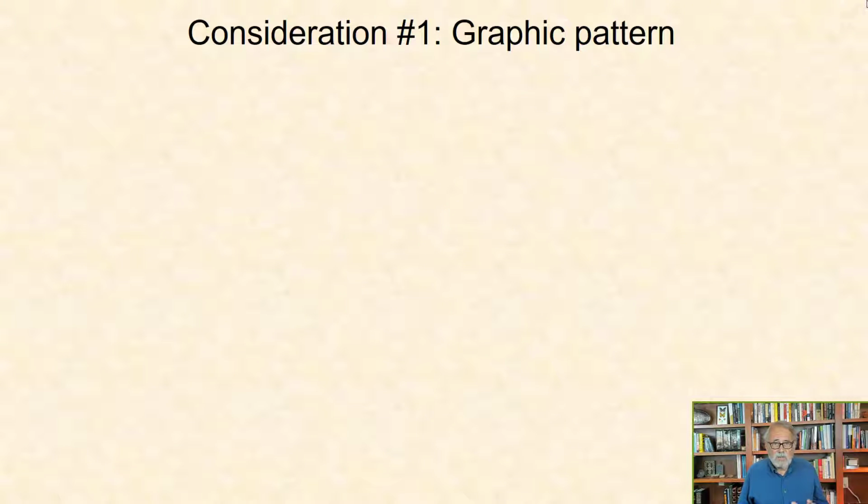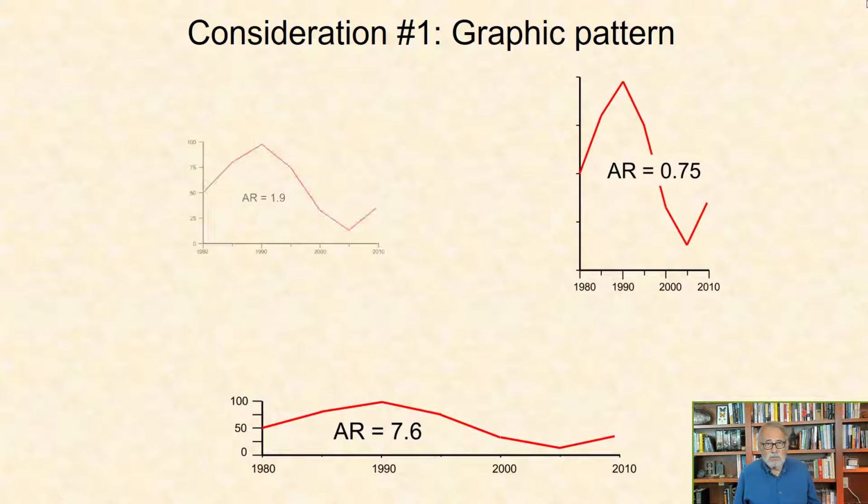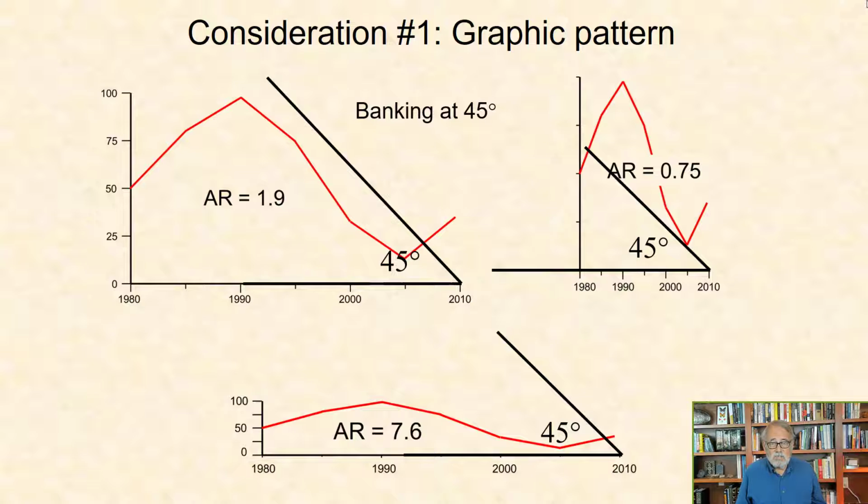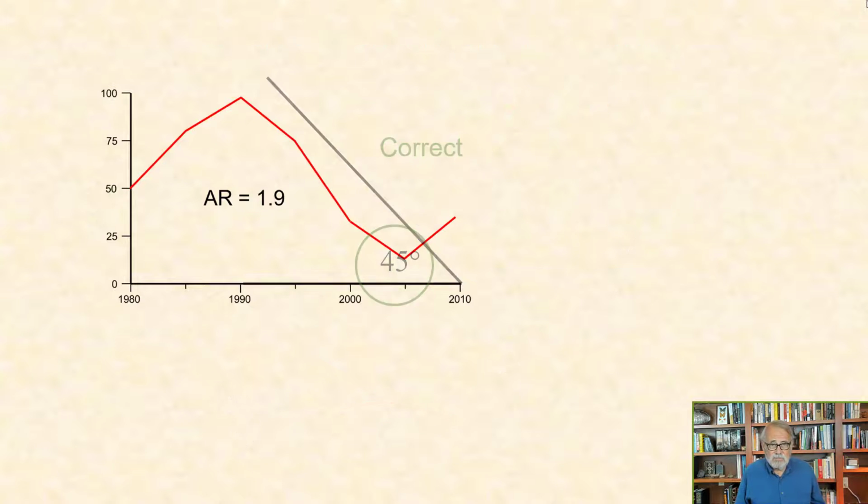So consideration 1, the graphic pattern. These 3 graphs show the same data in different aspect ratios, including 7.6, 0.75, and 1.9. The question is, how do we determine the optimal aspect ratio for graphing this particular data pattern? The rule of thumb for determining the best aspect ratio for this type of data is referred to as banking at 45 degrees, where the orientation of line segments in the chart is equal to 45 degrees. In this hypothetical case, the aspect ratio of 1.9 would be the optimal aspect ratio.